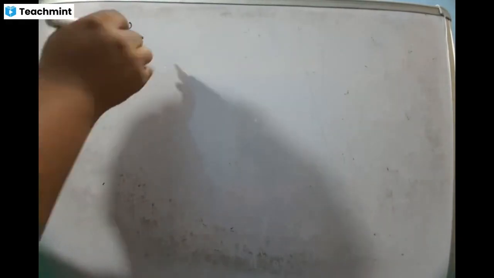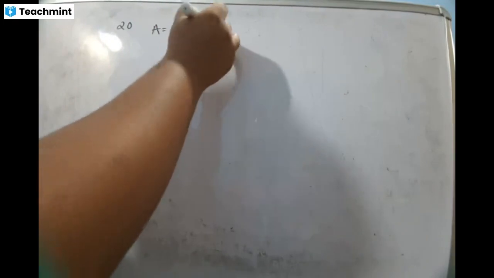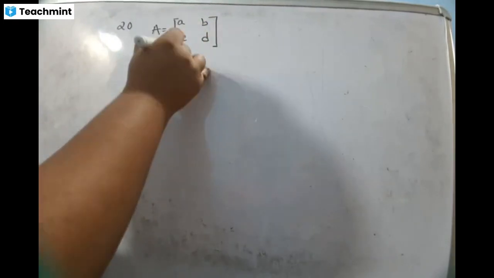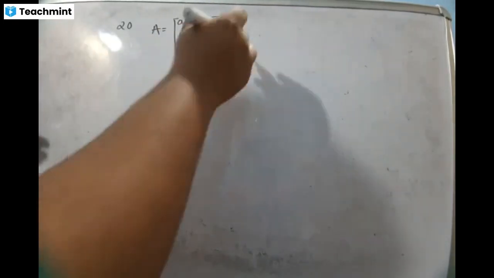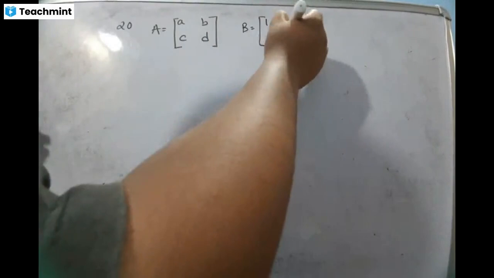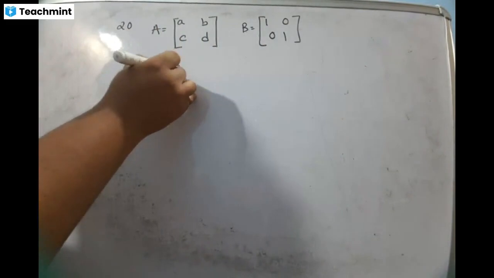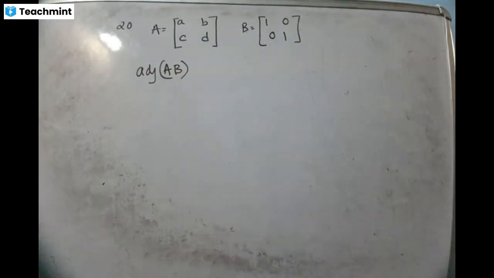Question number 20 says, if A equals matrix A B C D, and B equals matrix 1 0 0 1, I have to find the adjoint of AB.